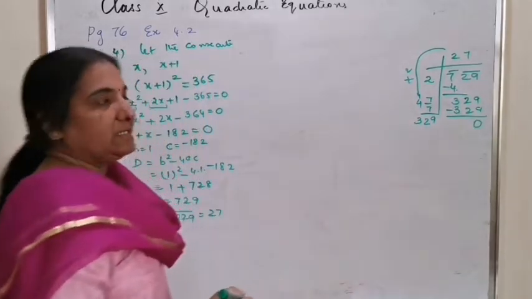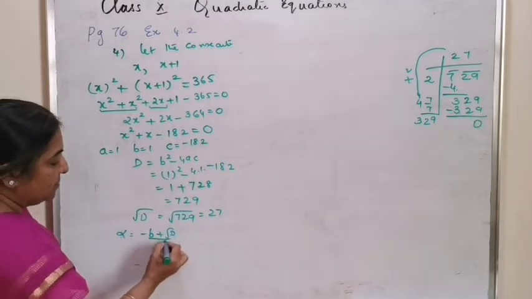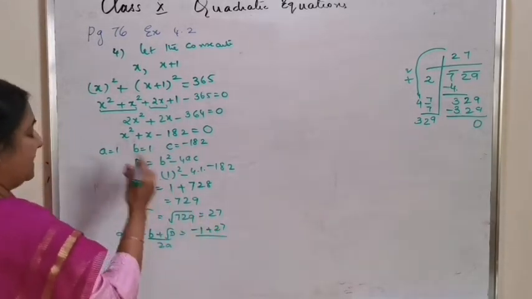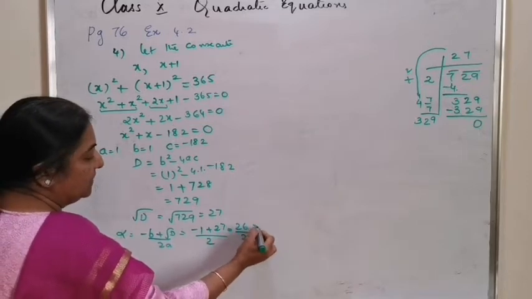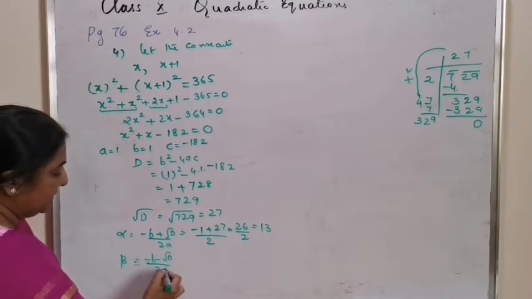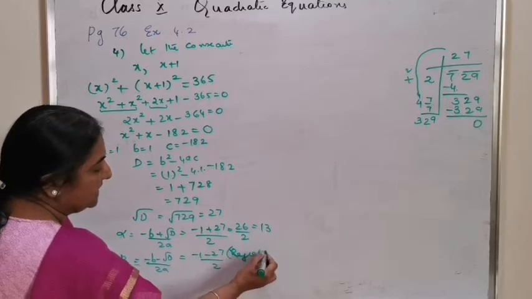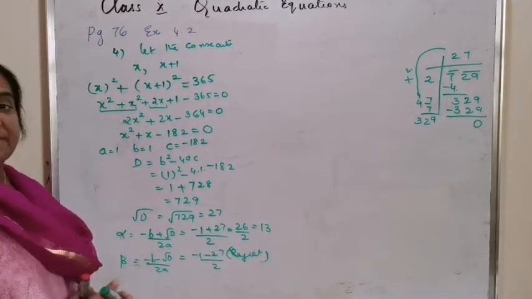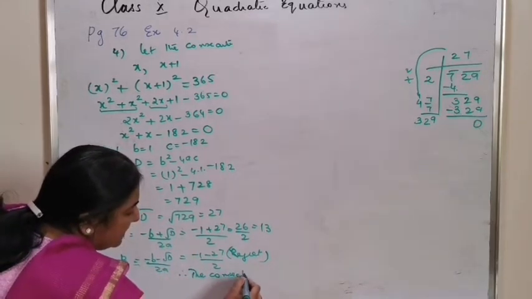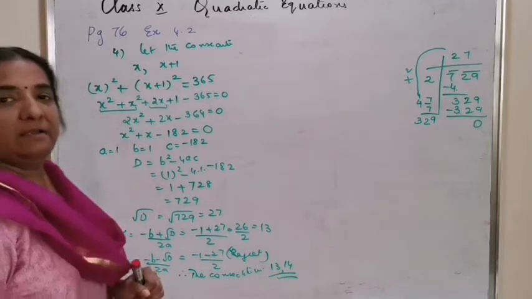D is 729, so the square root of D is 27. Alpha is equal to minus b plus root D by 2a, which is minus 1 plus 27 by 2, that is 26 by 2, which is equal to 13. Beta is equal to minus b minus root D by 2a, which is minus 1 minus 27 by 2. Reject it, because it clearly says the numbers are positive numbers. Therefore, the consecutive integers are 13 and 14, that is 13 plus 1, 14.